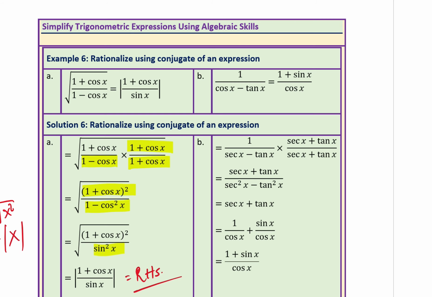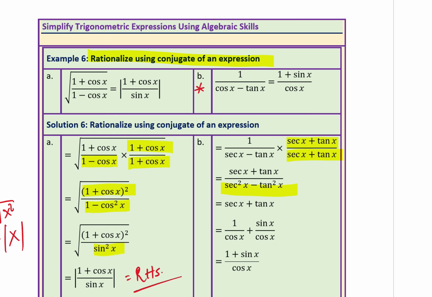Now, rationalization could also be done for simple expressions given here. This is a very important question, right? So let me just put a star here. We are using the same strategy of rationalizing. So we have to prove that 1 over (cos x minus tan x) equals (1 plus sin x) over cos x. Now, in this case, what I've done here is multiplied and divided by the conjugate of the denominator, knowing fully well that (a plus b) times (a minus b) is the difference of squares. We get secant square x minus tan square x, and we know that is equal to 1, correct?